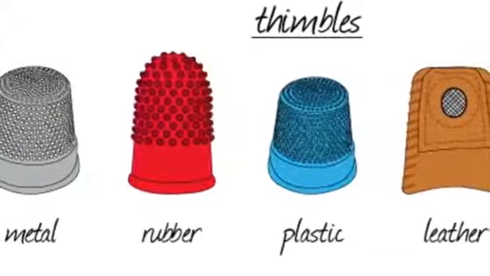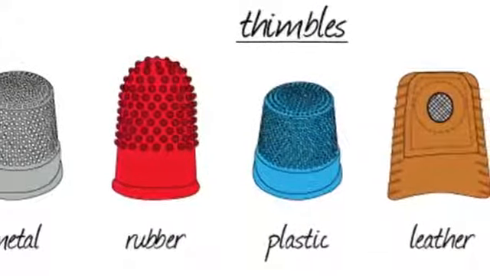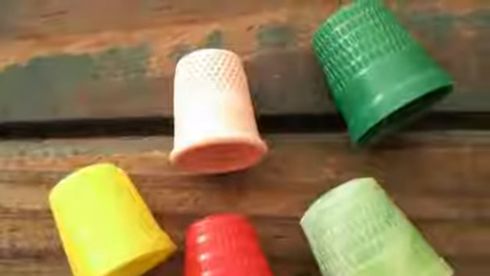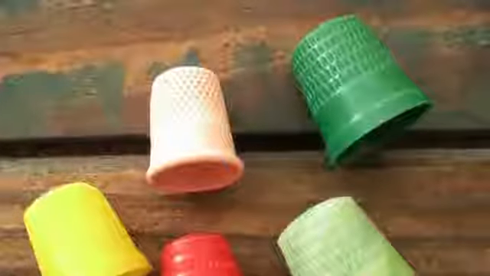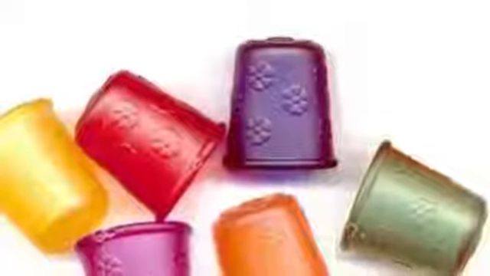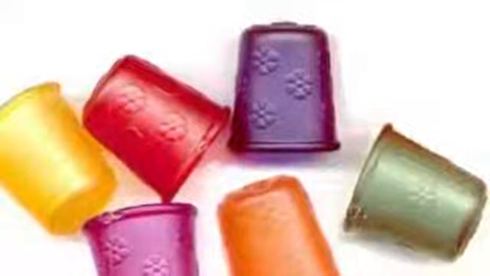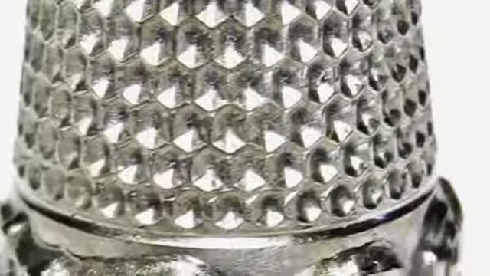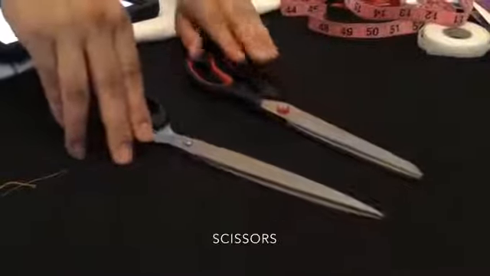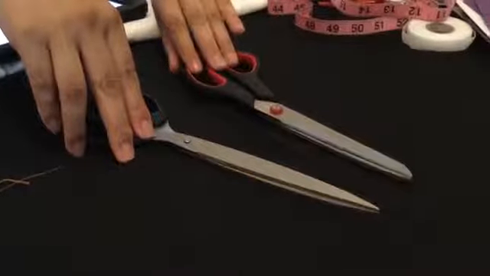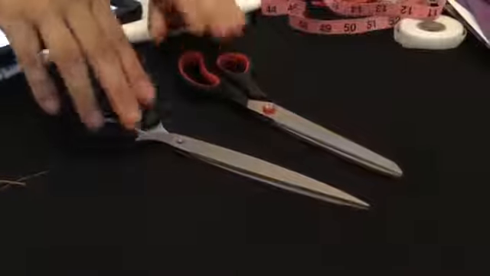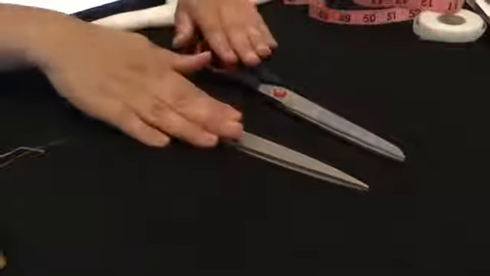Alrighty, so next term is a thimble. A thimble is just to protect your fingertips. They come in different materials. Rubber, metal, and plastic are the most common. These are thimbles. Here you have scissors. Scissors, again, come in different shapes, for different purposes. Make sure you use them only on your fabric.